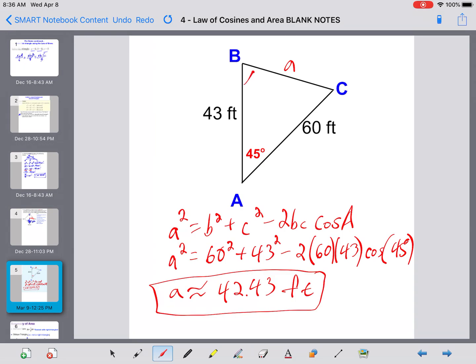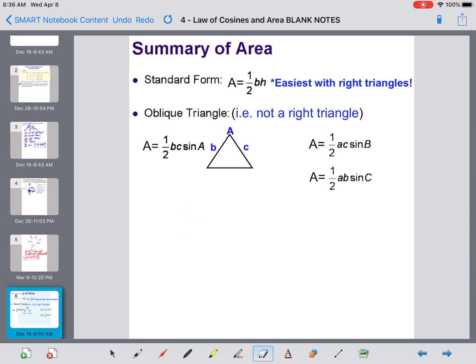You don't have any other angles here to go with the 43 or the 60. You don't have side A across, so law of sines would be impossible. That's your hint, and that's how you know to go try law of cosines. Okay, so that's a good application of law of cosines.